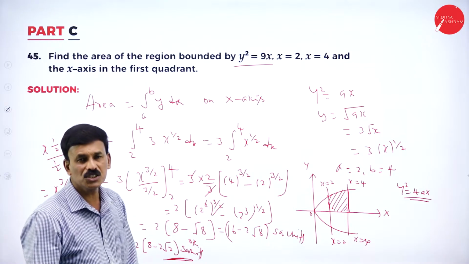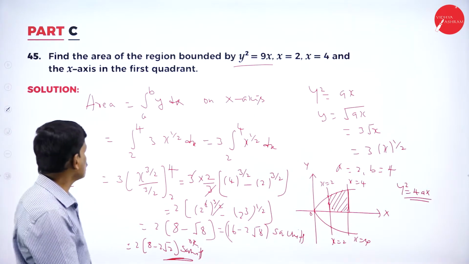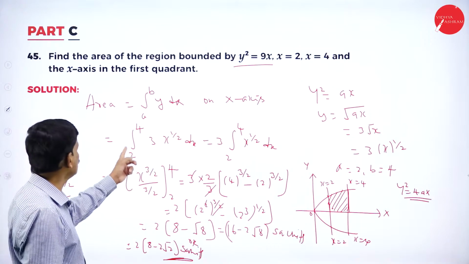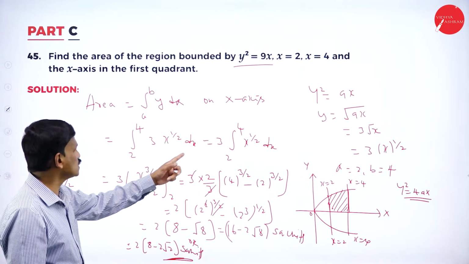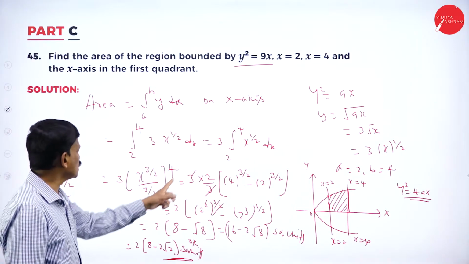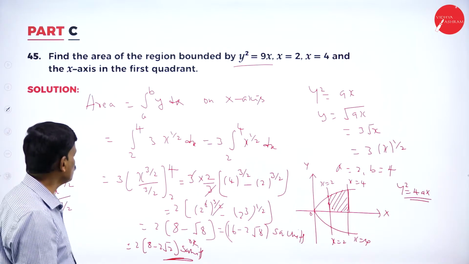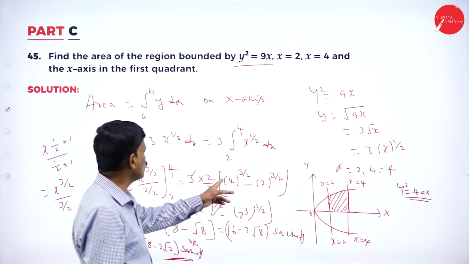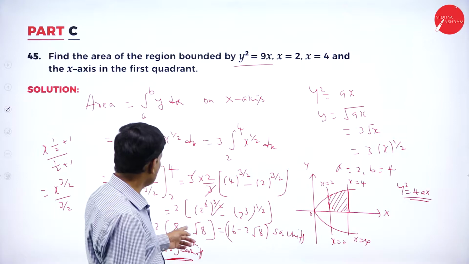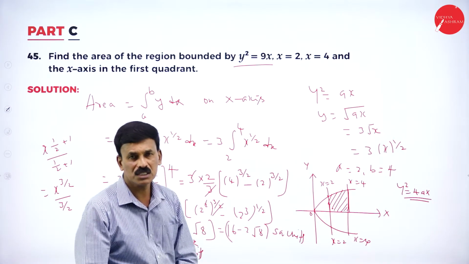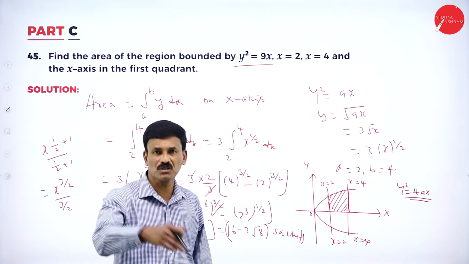What are the ordinates? X is equal to 1 and x is equal to 4. Substitute here, integral a to b y dx, 2 to 4. Y is nothing but square root of 9x is 3 root x, that is 3 x to the power of 1 by 2. Integration of x raised to 1 by 2 is x to the power of 3 by 2 divided by 3 by 2. Just apply the upper limit, 4 to the power of 3 by 2 minus 2 to the power of 3 by 2 is nothing but 2 into 8 minus root 8. Simplify, you will get the answer. That's it. Okay, if you do this much, you will get 3 marks.